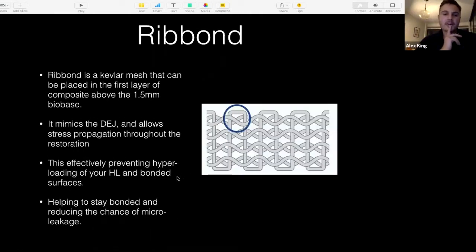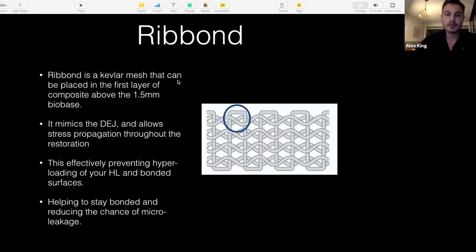Last little point, I'm on my actual Instagram part for the day. Yeah, I did say I was going to cover Ribbond and light curing. However, after having a little think, these may be better suited in the second lecture of stress relief. So I'll quickly cover them now.